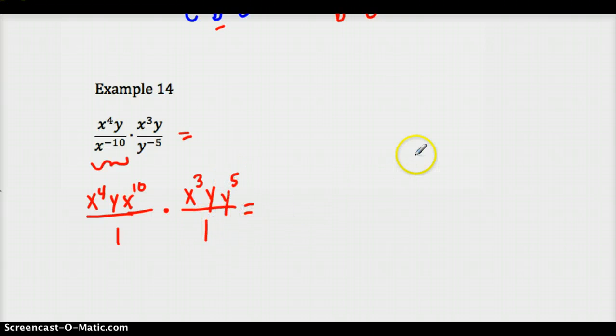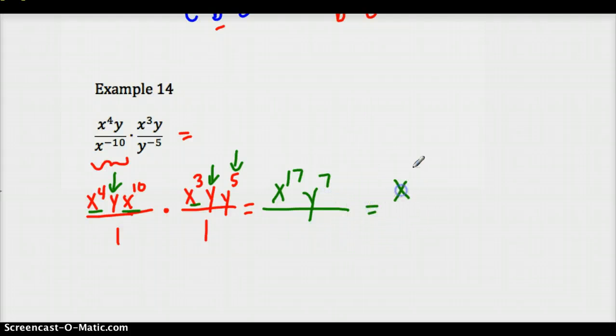Now notice everything is on top now. So when you're multiplying fractions, you put the tops together and then the bottoms. You multiply the tops and the bottoms. So let's change this to green. We have x, x, and x. So we have the same base. So go ahead and add those. 4 plus 10 plus 3 is 17. And y, here, here, and here. I have 1, 1, and 5, so that's 7. And once again, if everything's left on top, I do not have to write it over 1.